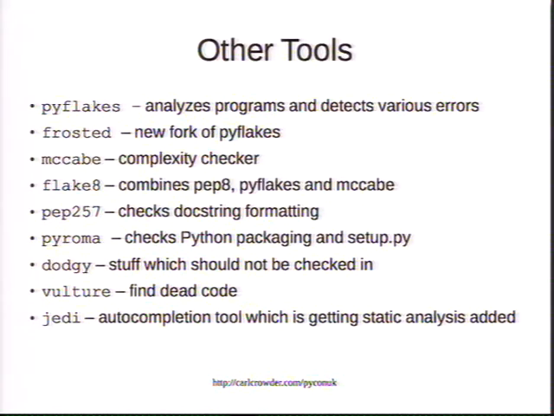Pyroma is for when you're building a package that you want to put on PyPI; there are various things you should do to be a good citizen. You should have a list of classifiers, you should specify what Python versions you support, you should have a decent long description, all that kind of stuff. Pyroma will warn you about what you have and what you don't have, and remind you what you should put in there. Vulture is for finding dead code, so that's quite useful.